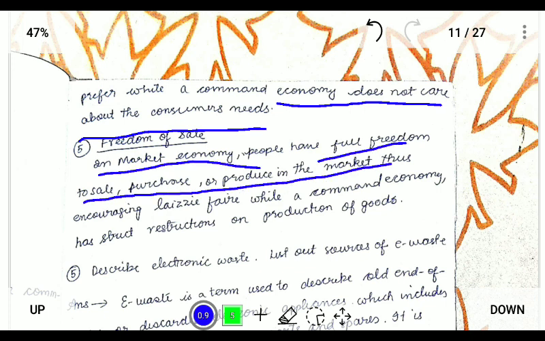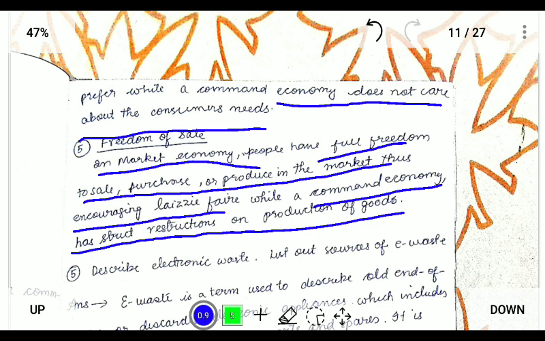That is, they have the right to produce or practice any business, and thus it encourages laissez-faire. That is, less intervention by the government and more contribution by the people. And while a command economy has strict restriction on the production of goods, as I said above, the government has to control all the means of production.